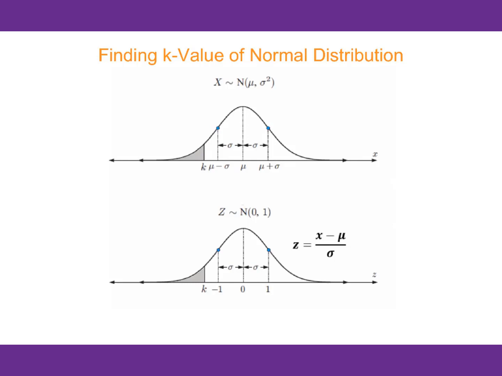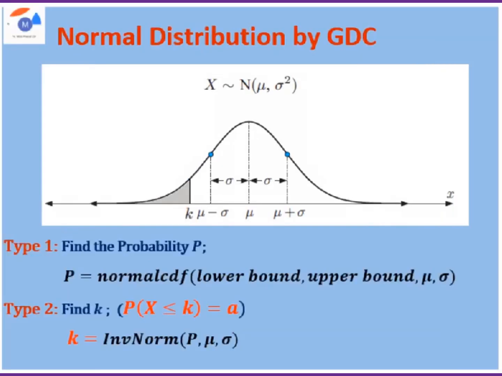This video is about finding the key value of a normal distribution. There are three types of problems about a normal distribution by graphing calculator. Type 1, find the probability. This we already did last lesson.